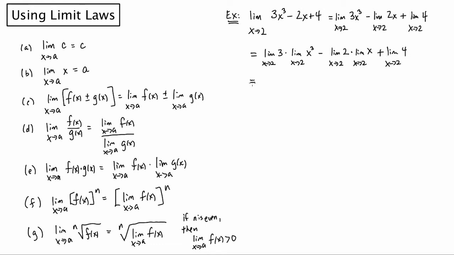Now I'm ready to evaluate these limits. The limit as x goes to 2 of 3, well 3 is a constant, so by property A, the limit of 3 is just 3. The limit of x cubed as x goes to 2 is, well, by property F the limit jumps inside the power. So I'm looking at the limit as x goes to 2 of x, quantity cubed, minus the limit as x goes to 2 of 2, which is just 2. And then by property B, the limit as x goes to 2 of x is also 2, just plugging the 2 in for x. Plus, here's the constant property A, the limit as x goes to 2 of 4 is just 4.